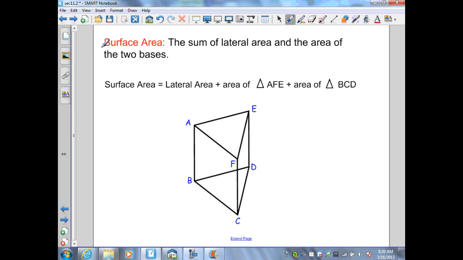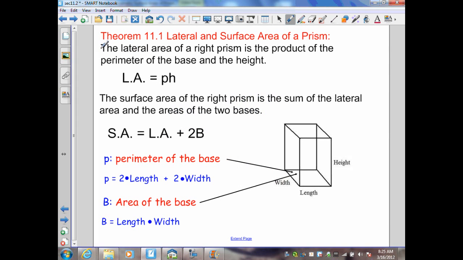The surface area of a prism. This is the sum of the lateral area and the area of the two bases. Therefore, in this diagram, the surface area is equal to the lateral area, which we defined on the previous page, plus the area of the two bases, which are triangle AFE and triangle BCD. Theorem 11.1 states the lateral and surface area of a prism.